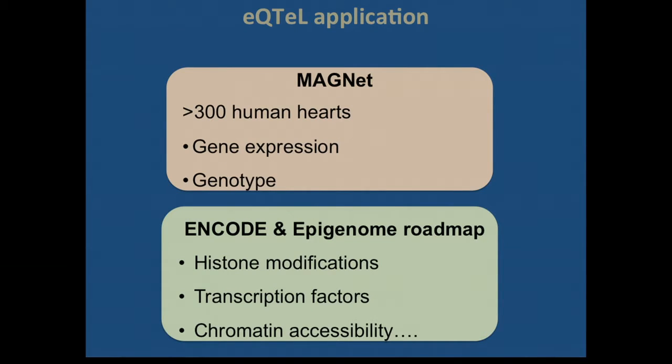So, a quick application. The data we had access to were 300 human hearts, from both failed heart and healthy heart, but we are not making that distinction right now. And we had genotype and gene expression. And we got all kinds of histone modification and other kinds of epigenomic data from ENCODE for heart-specific tissues and cell types.